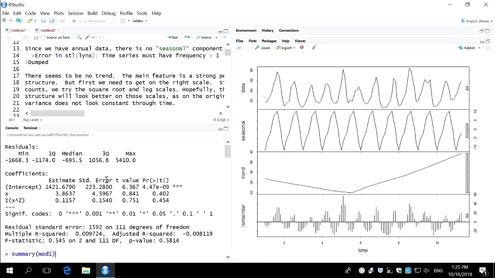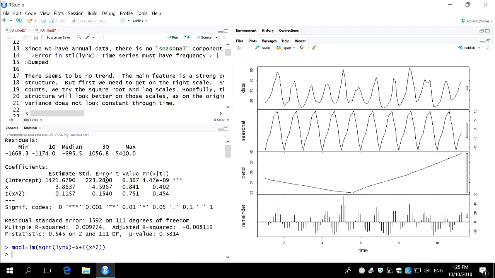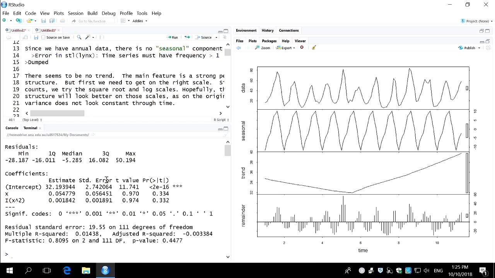Have I been using the square root? I haven't. Oh dear. Why does nobody stop me being stupid? That's what you guys are here for. Oh no, you're here to learn, that's right. You're here to learn. Let's do that again. You can see it doesn't change anything, I just forgot to take the square root.